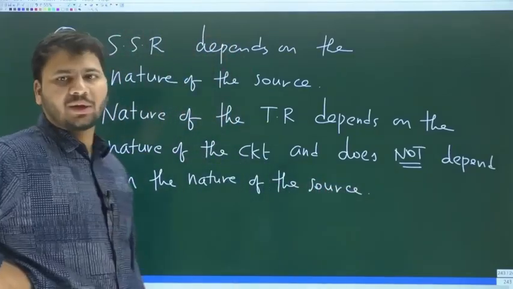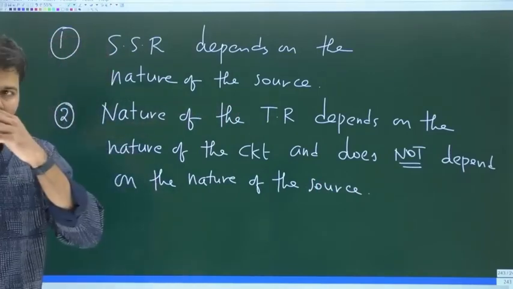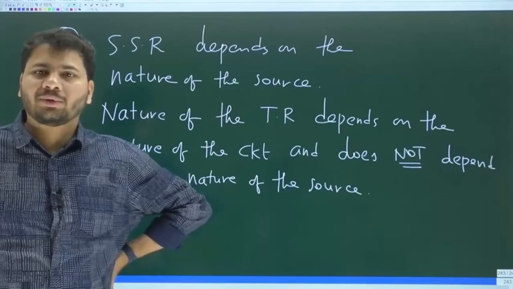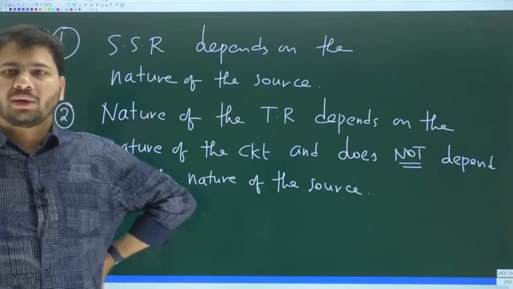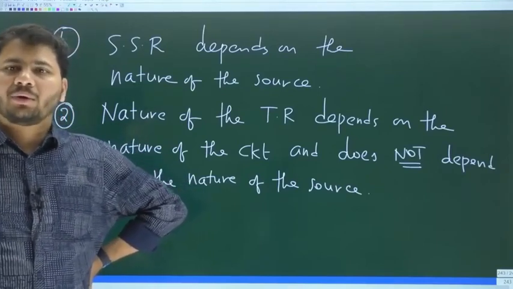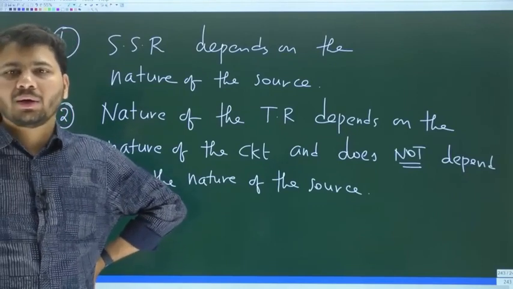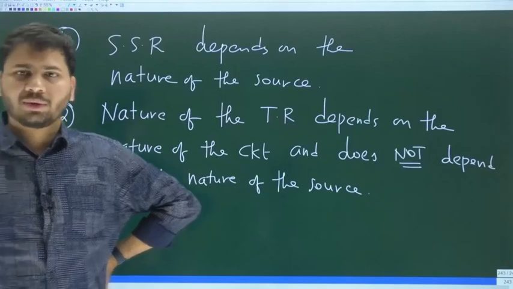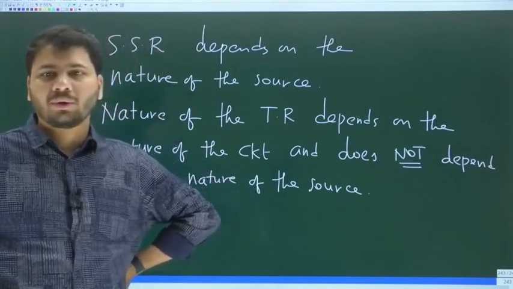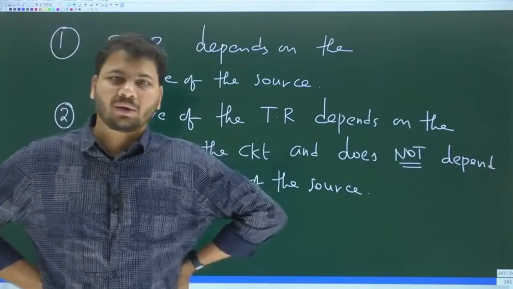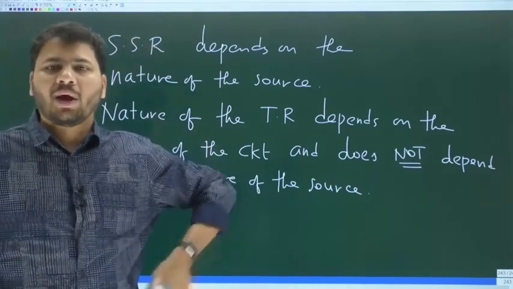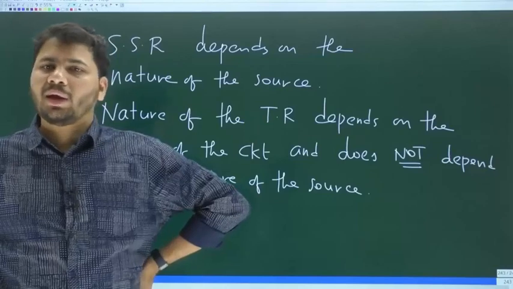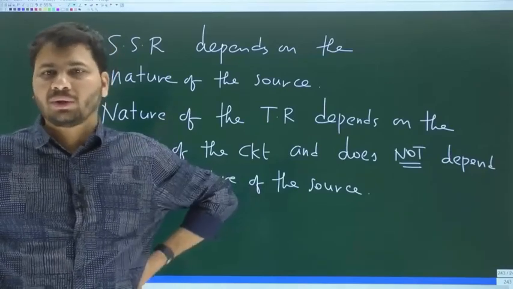So when I say nature of the circuit, what does it exactly mean? Nature of the circuit means what? What elements are present in the circuit and how they are connected. Only that will decide the nature of the transient response. Okay, for example, in our circuit, because it's an RC circuit, it will have a particular form of what? Transient response.